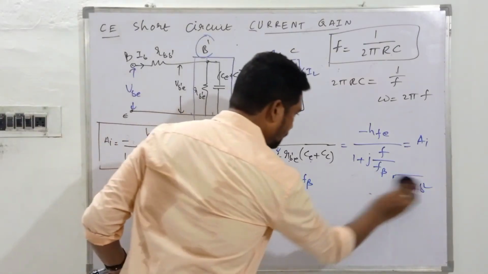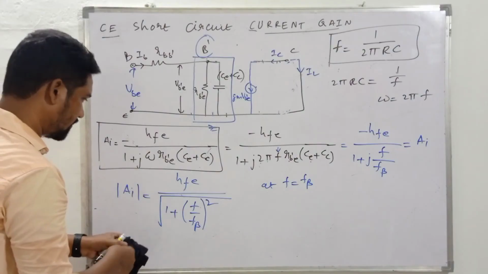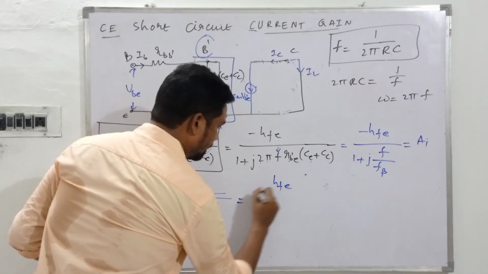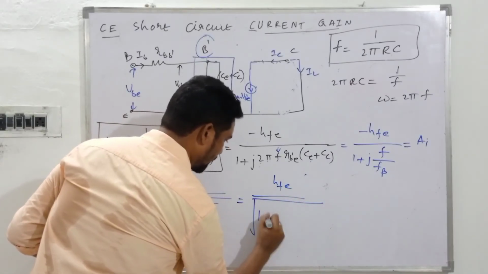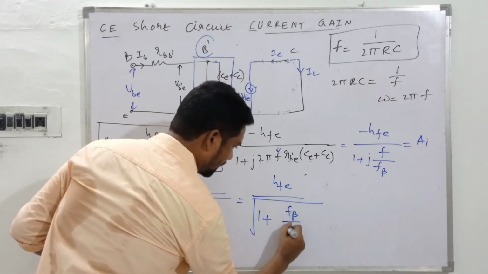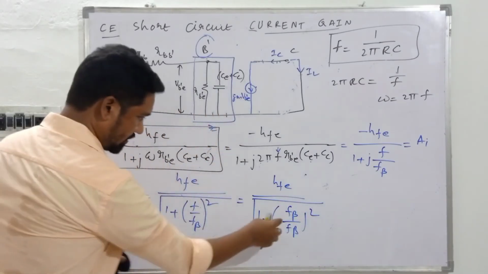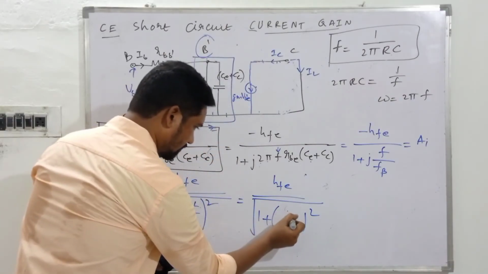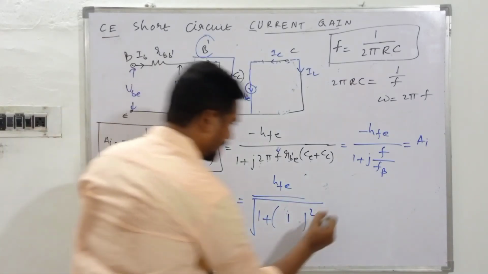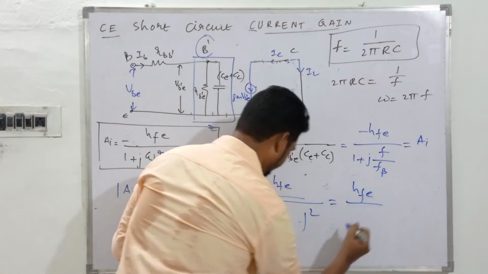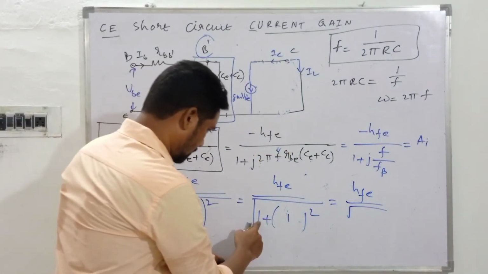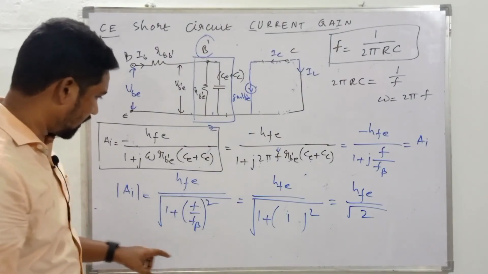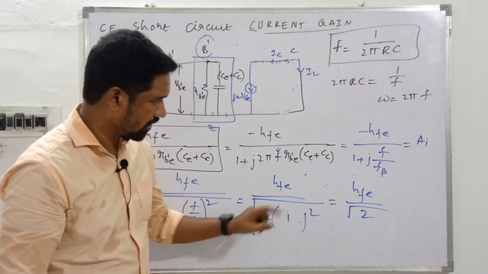Okay, at f is equal to f beta, let's see what happens to the gain, which is equal to HFE by under root 1 plus f beta by f beta whole square. Guys, what is this? It's a 1. F beta in the denominator, in the numerator gets cancelled, it's a 1. So what do we have? HFE by under root 1 plus 1 squared, so root 2. So from here itself we can have the definition for f beta.